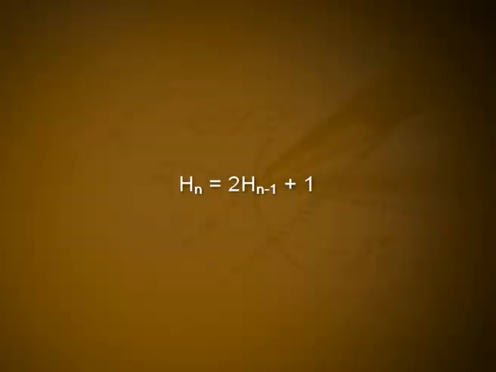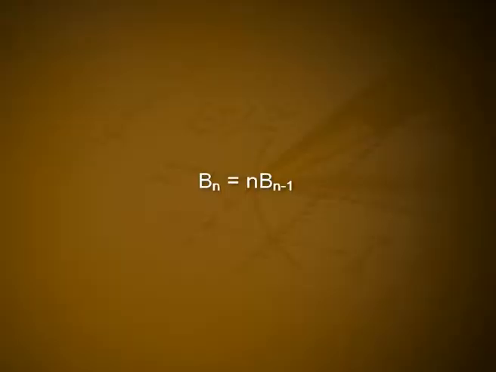Example 8. The recurrence relation A_n is equal to A_(n-1) plus A_(n+1) square is not linear. The recurrence relation H_n is equal to 2 H_(n-1) plus 1 is not homogeneous. The recurrence relation B_n is equal to n into B_(n-1) does not have constant coefficients.